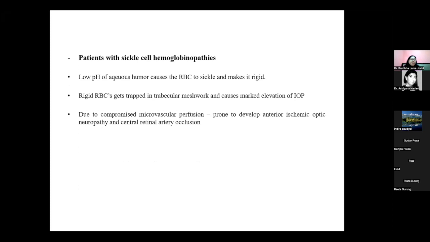Patients with sickle cell hemoglobinopathies can show very raised intraocular pressure even with a small amount of hyphema, because the low pH of the aqueous causes sickling of the red blood cells and makes them very rigid. These rigid red blood cells are very difficult to pass through the trabecular meshwork. They are trapped in the trabecular meshwork, and they raise the intraocular pressure. And due to the compromised microvascular perfusion of the sickled red blood cells, they are prone to develop anterior ischemic optic neuropathy as well as central retinal artery occlusion.